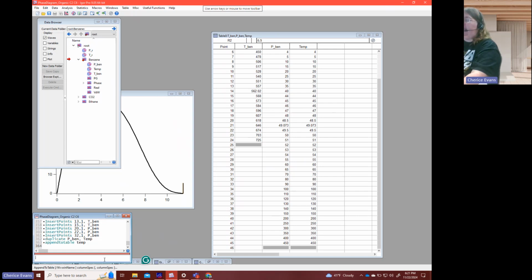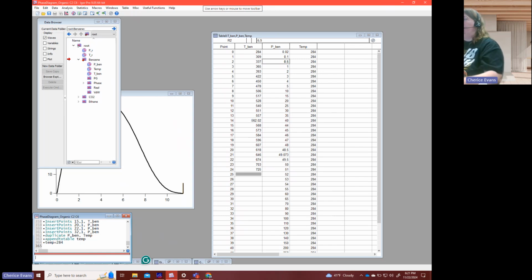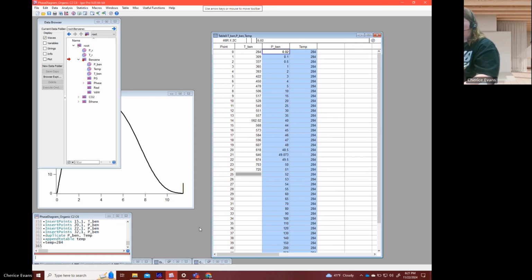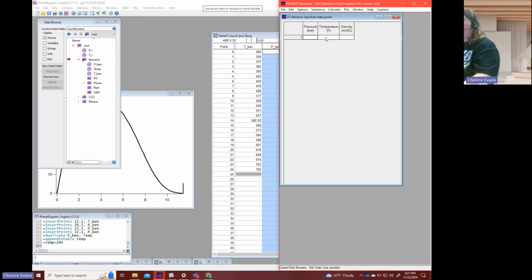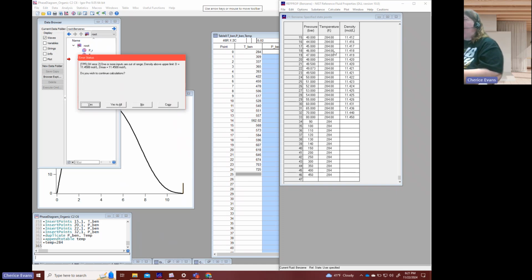And now I'm going to set that temperature wave by typing temp equals the first of my temperatures in my isotherms. So that would be 284. So now you see I have pressure, I have temperature, I have the same number of points in each of these. So if I copy these two and paste them into here, I get a series of pressure temperatures.